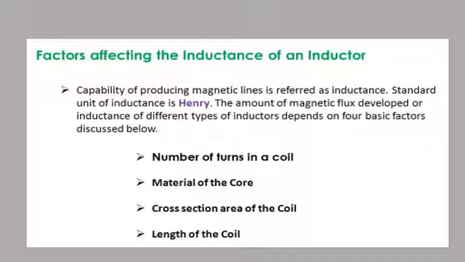The number of turns in that coil. Next thing is the material of the core. Next thing is the cross-sectional area of the coil. By increasing the number of turns of the coil, we are increasing its inductance. Similarly, by substituting an iron core, we can increase its inductance. And number 4 factor is the length of that coil. So depending upon these 4 factors, the inductance can be increased and decreased as well.